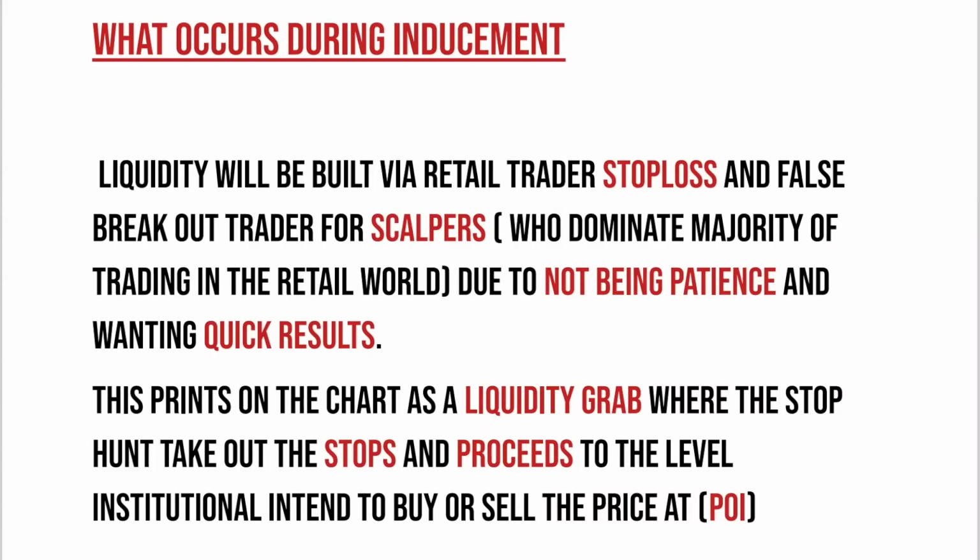So what happens during an inducement? Liquidity will be built via retail trader stop losses and false breakouts for scalpers, who dominate the majority of the trading in the retail world, due to not being patient and wanting quick results. This prints on the chart as a liquidity grab, where the stop hunt takes out the stops and proceeds to the level institutions intended to buy or sell at.